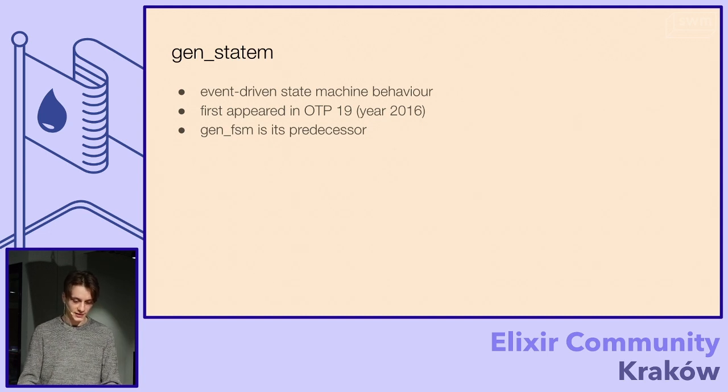It stands for Generic State Machine, and this is the OTP behavior, which first appeared in OTP 19, and is a successor of GenFSM, which stands for Generic Finite State Machine. The difference between these two is that Generic State Machine provides a more convenient API, and it also brings some new cool features in.